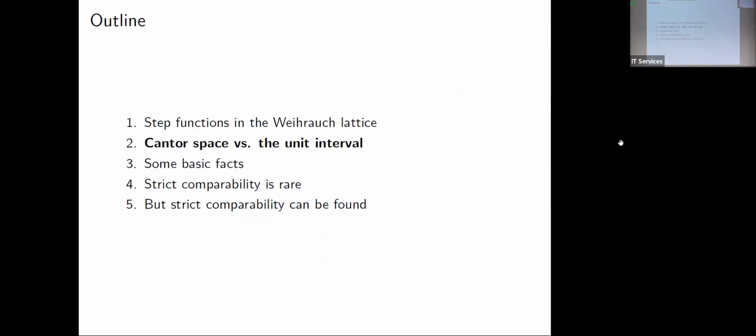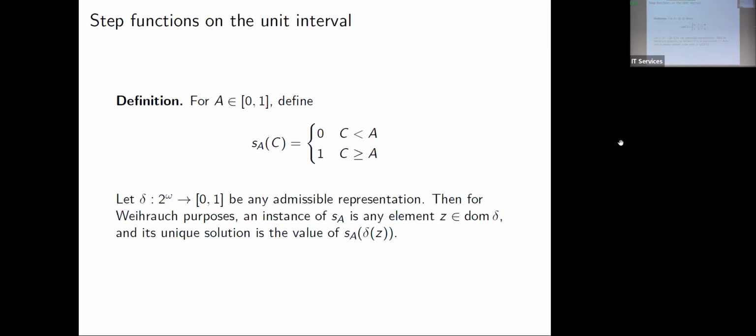All right, so let's say a few words now about Cantor space versus the unit interval. I know that I personally, when thinking about step functions, most naturally think about the unit interval. And a question that you may be having is, okay, lexicographic order on Cantor space, step functions there. Why are you doing that? Why are you not doing the unit interval? Well, of course, I'd rather do the unit interval. It just took a little bit more work to do it that way.